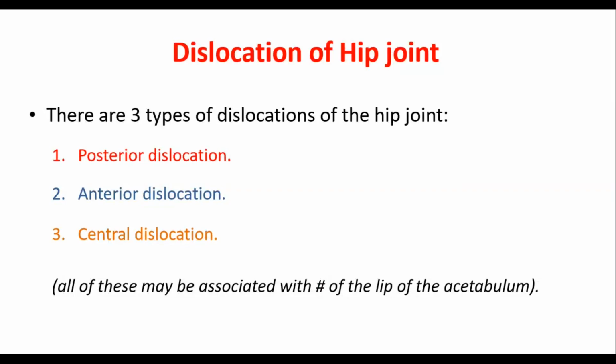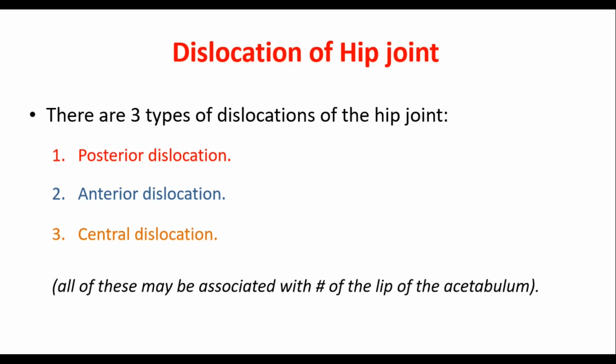Dislocation of hip joint. Let's discuss in detail. There are three types of dislocations of the hip joint. The first is the posterior dislocation, which is the commonest one. The second is the anterior dislocation, and the third is the center dislocation, also known as the center fracture dislocation.